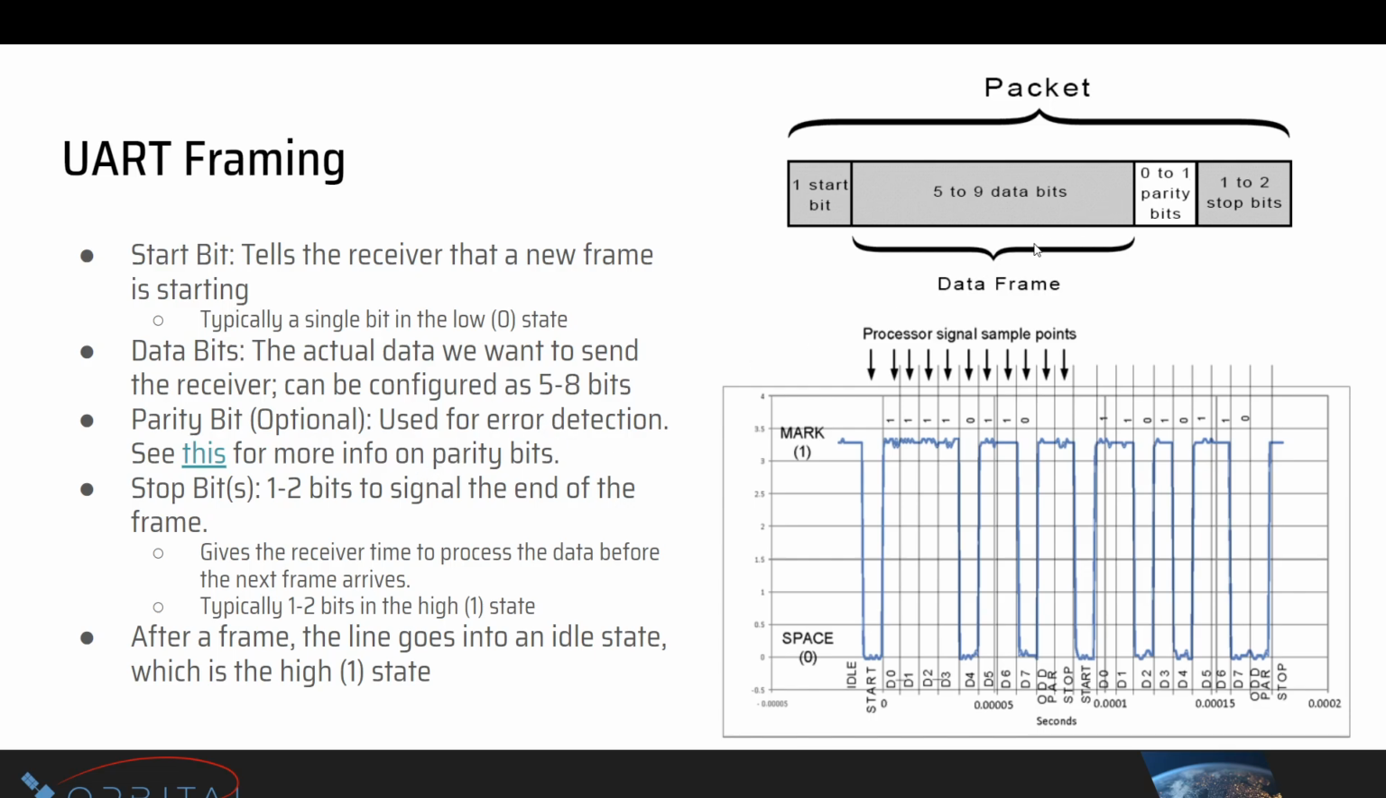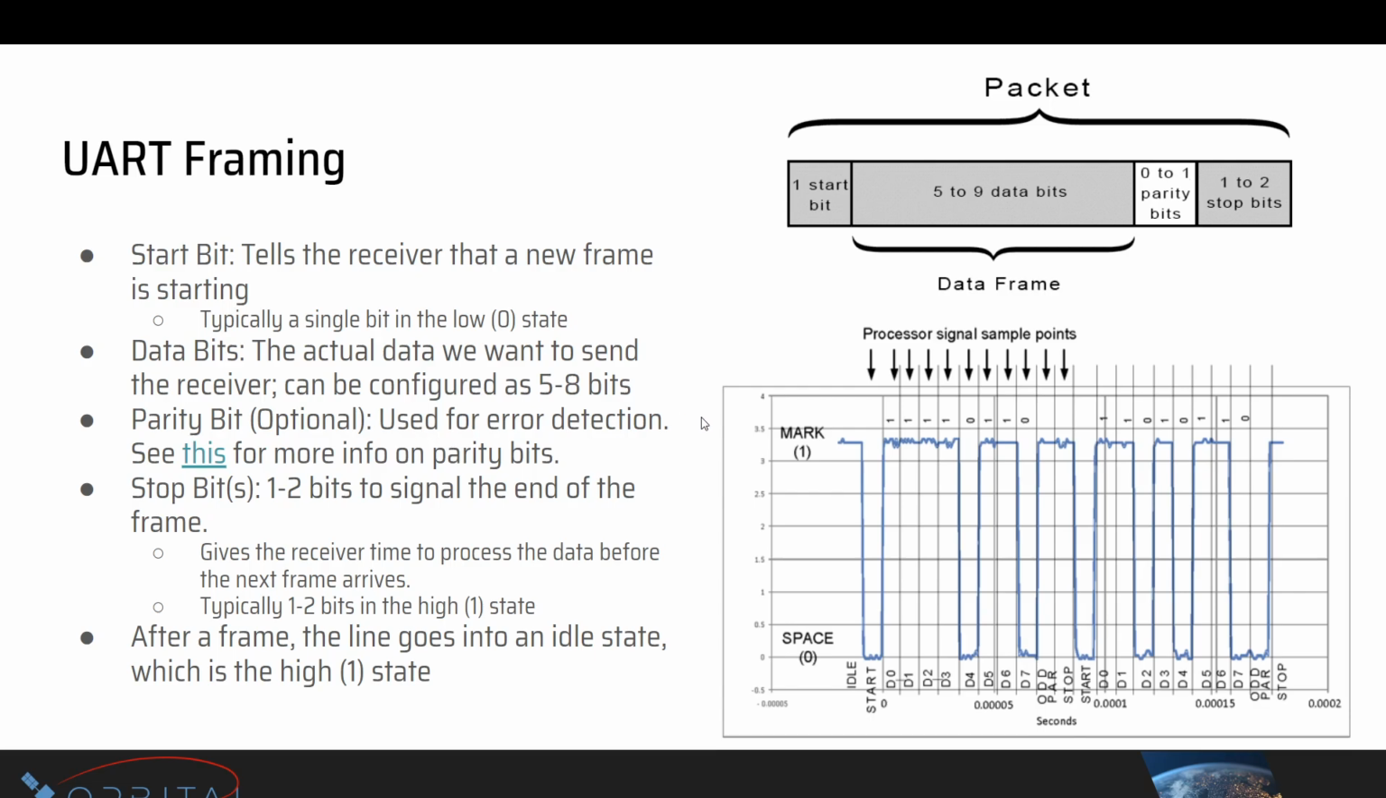And then after the data bits, you can have 0 to 1 parity bits, which are optional. And this has to be configured beforehand, just like the baud rate, whether you're using parity bits or not. Same with the 1 to 2 stop bits. You need to configure how many stop bits you're using.